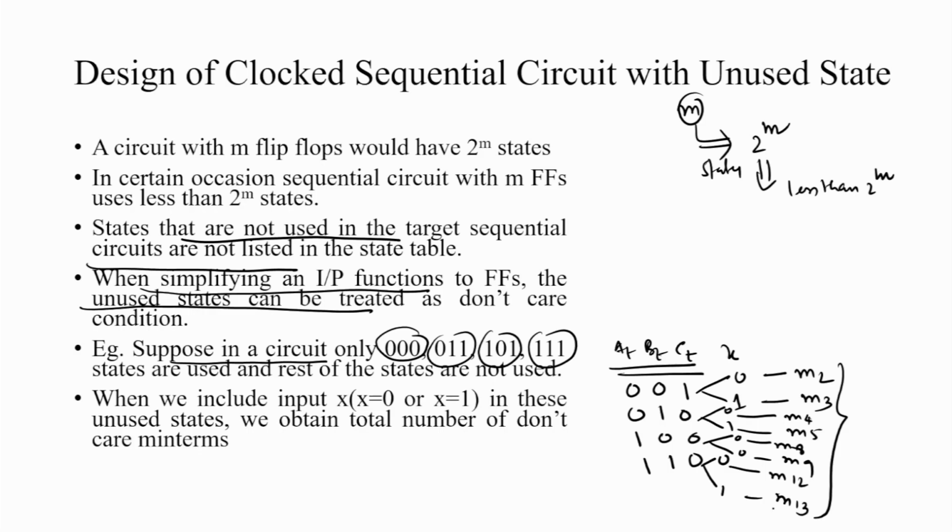When we design a circuit that uses only these states as input and the rest of the states are not used in the circuit, first we recognize which states are not used in the circuit, and then we simply treat these unused states as don't cares for deriving the inputs of a flip flop.